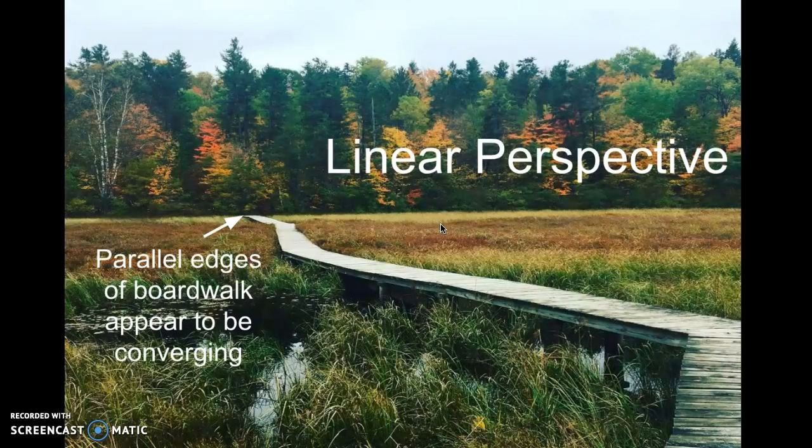We're also seeing linear perspective in this image. One of the limits of human vision makes it seem as though parallel lines appear to converge with distance. And here we have some parallel lines in the form of the edge of the boardwalk. They're further apart, those two parallel lines, here and here, when we're closer. As we get further off in the distance, it does appear that the edges of the boardwalk seem to be coming together in the distance, and that's linear perspective.